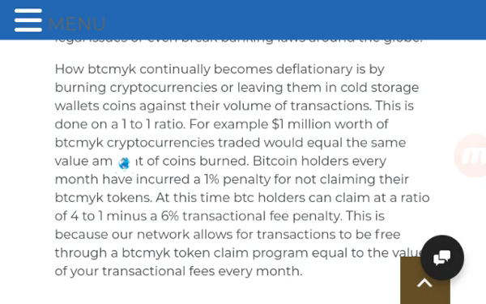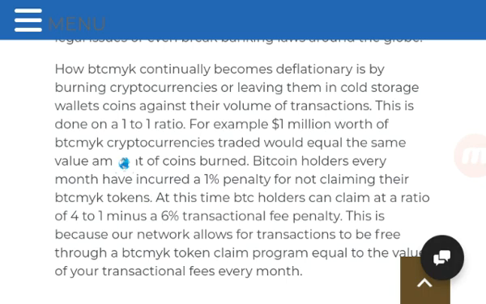Now, to understand this, you claim Bitcoin MYK tokens totally free against the Bitcoins. You don't have to buy this cryptocurrency. You don't have to spend one dime to get it. But when you don't claim in a month, in a claiming period, as the months go on, the project takes 1% of the total Bitcoin holdings.